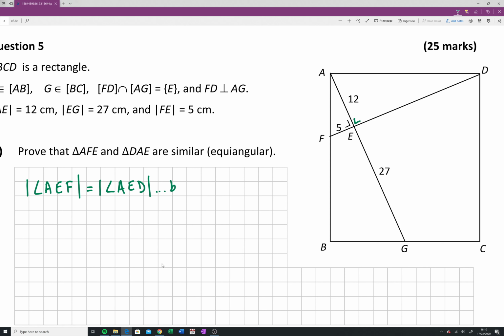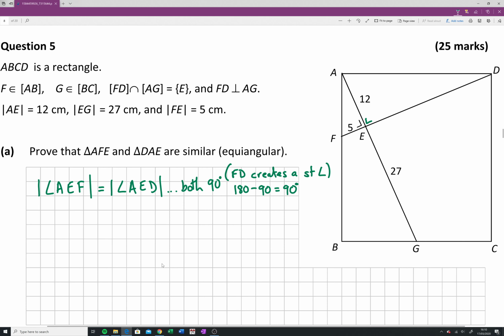So this one, it's a little bit tricky to know what to write down. I guess I would say that they're both 90 degrees, and if I was really going on overkill, I would say that, what would we say? We might say that that line FD creates a straight angle, straight angle being 180 degrees. So if we were to do 180 minus the original 90, that would be 90. That's probably overkill, but look, it's your leaving cert, so why not just write it in, I guess. So that's the first thing.